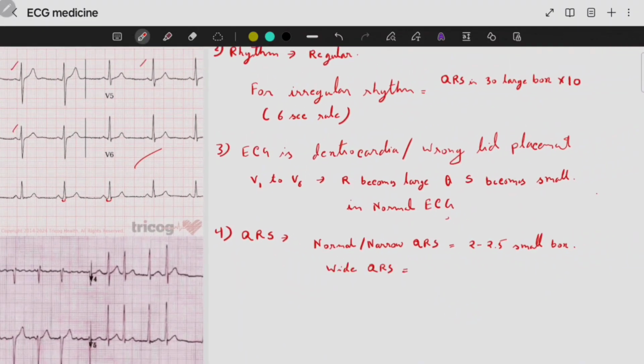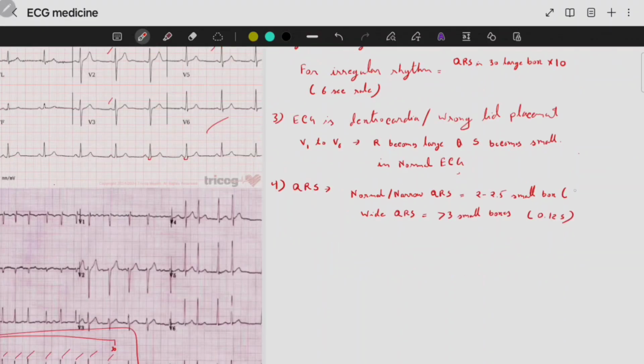You can call it a wide QRS complex if the width is greater than 3 small boxes. 3 small boxes means 0.12 second. So in a simple way, if the box count is less than 3, then it is called a normal or narrow QRS complex. When the box count is greater than 3, it is called a wide QRS complex.